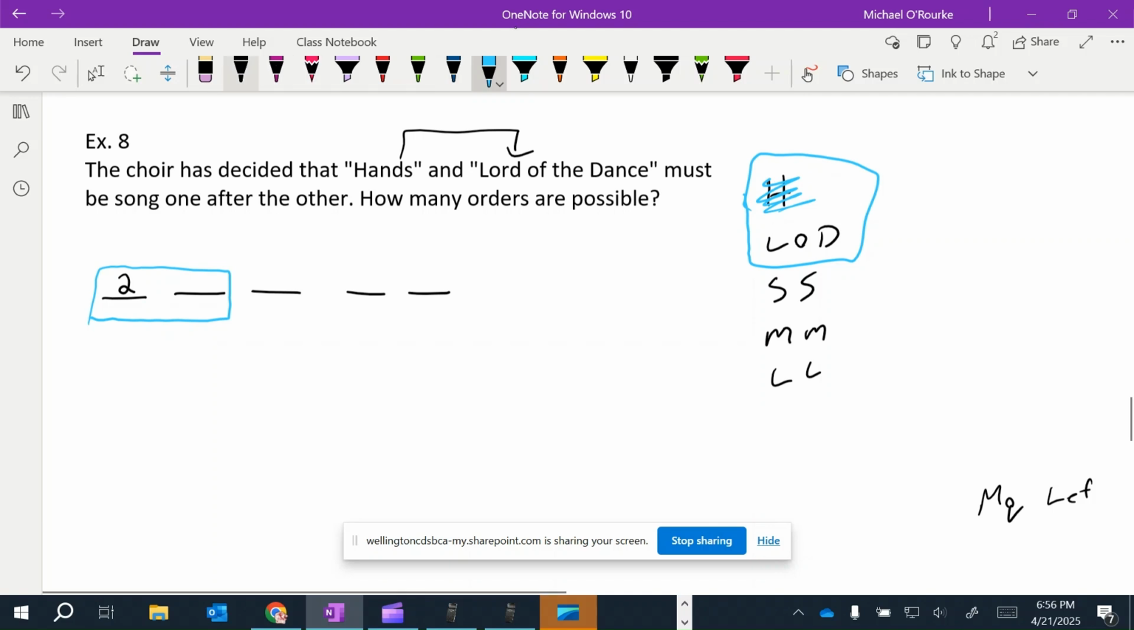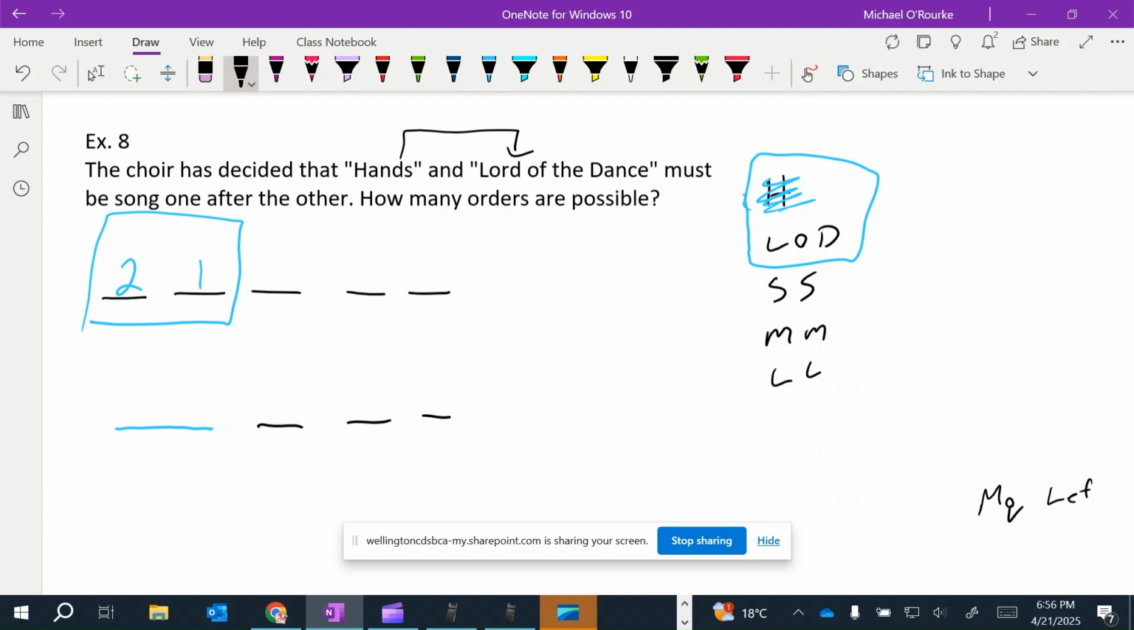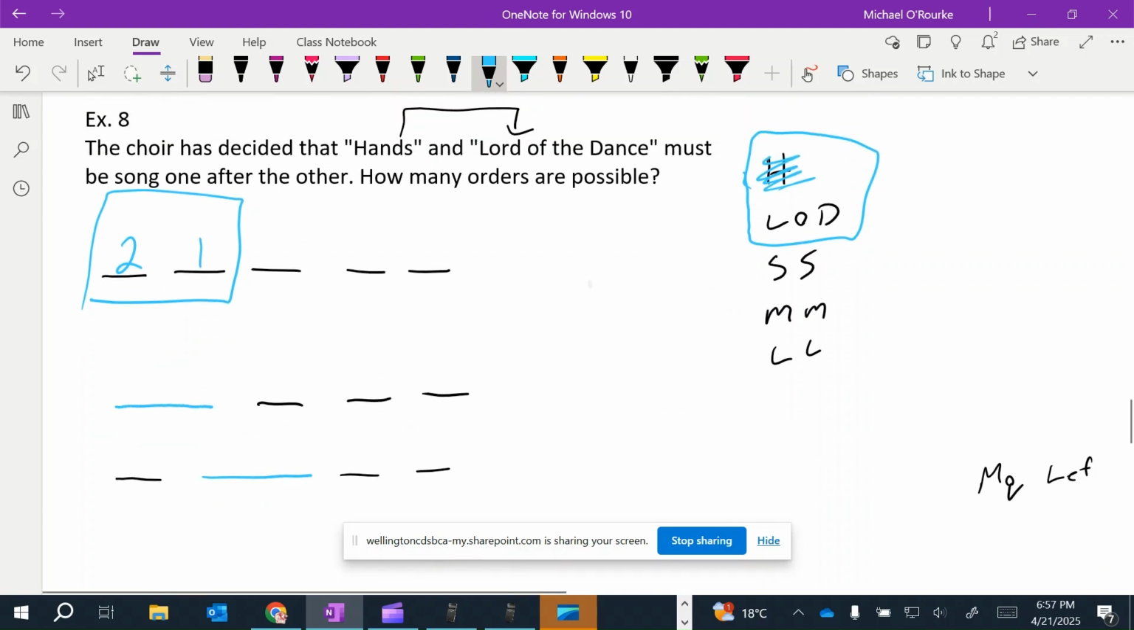Right? And let's say we used Hands. And there'd be 1 option for the second spot. So 2 options for the first spot, and then 1 option for the second slot, because once I use Hands, I can't go there. Now, the weird thing here is I didn't tell you where I want it to go. So that group of songs could move anywhere in there. It could go first. It could go second and third. Anywhere in there.